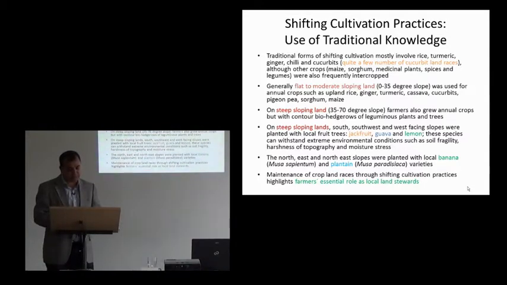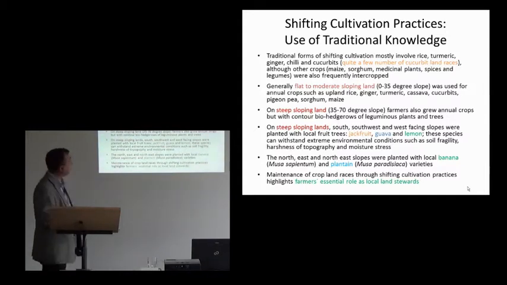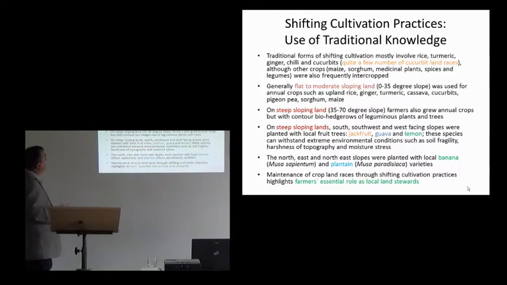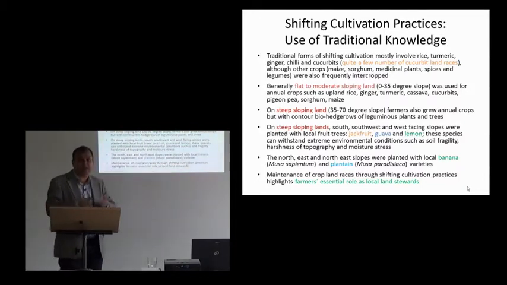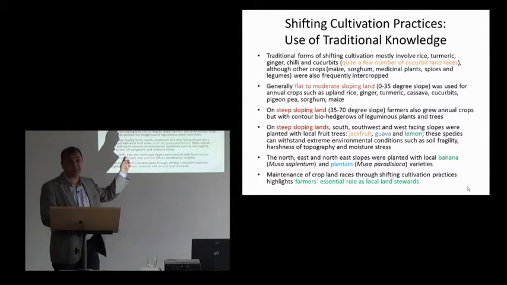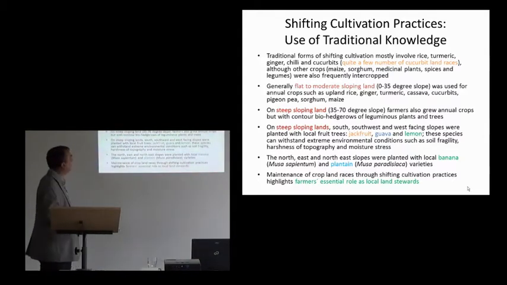So what are the traditional knowledge that I have found in shifting cultivation practices? You can see the traditional farms consist of rice, turmeric, ginger, chili, and cucurbits. It's very interesting to note that they have a wide variety of cucurbits, cucumbers I mean. So many different types. These are all landraces. You can't find them anywhere else in the country. It's only that place where you can. This is a huge variety of cucurbits, the cucumbers. And also they grow maize, sorghum, medicinal plants, spices, and legumes.